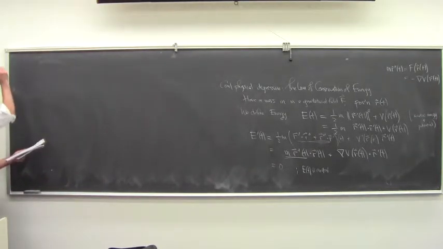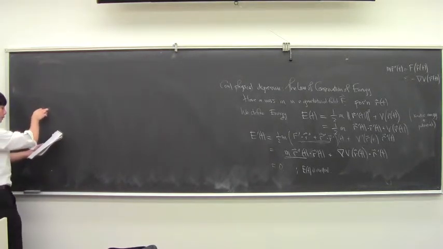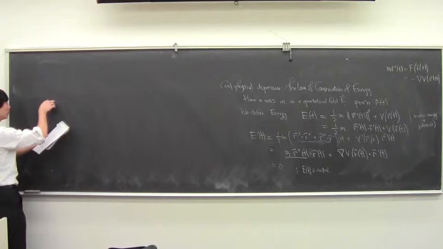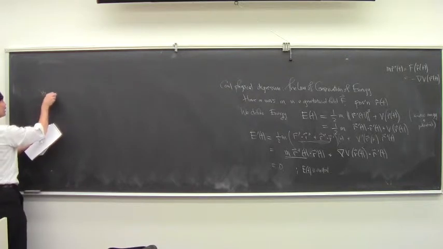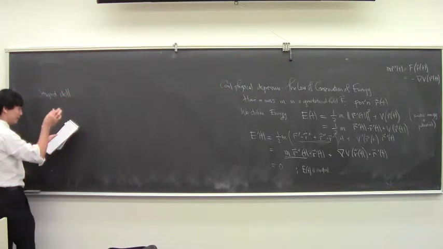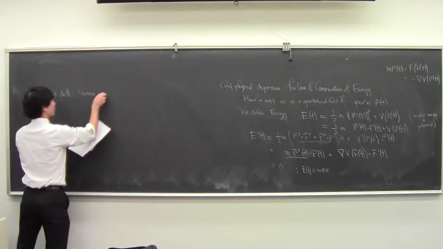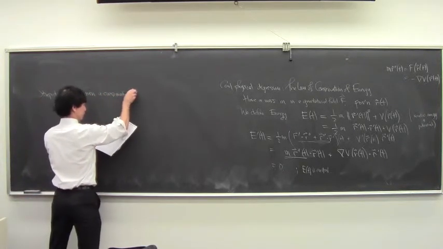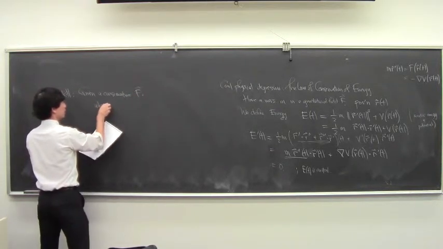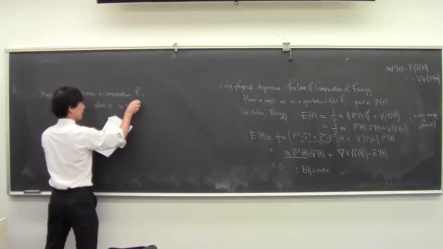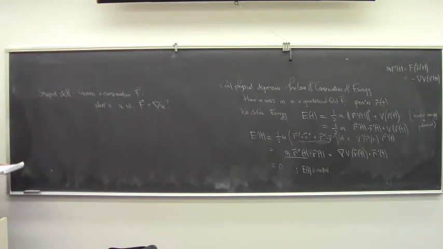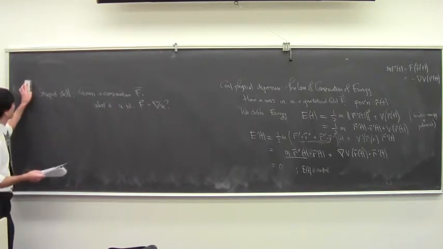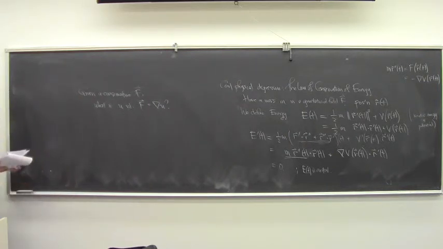In this section, there are a bunch of problems that I don't think are particularly interesting, but they run along the following lines. In my notes, you'll see it says stupid skill. Given a conservative f, what is u such that f equals the gradient of u? This is not a particularly exciting skill, so maybe I should say it's boring rather than stupid. I'm just going to erase it entirely. Why should I make this comment?